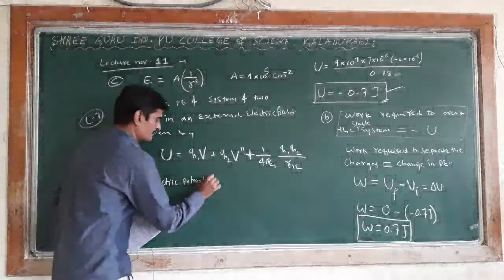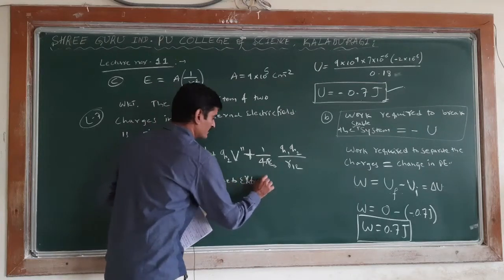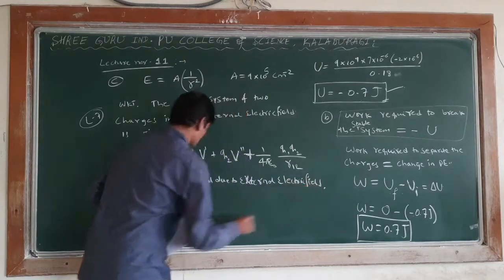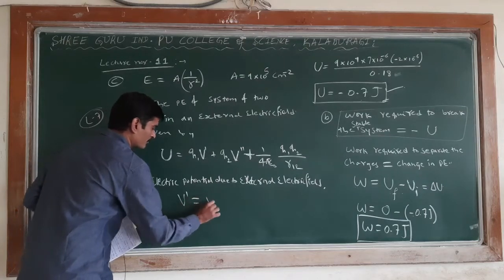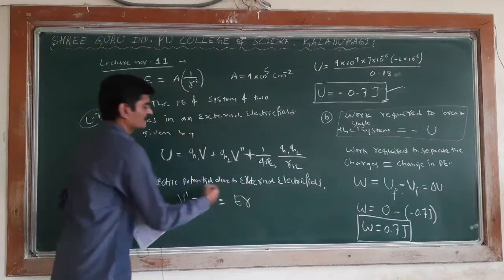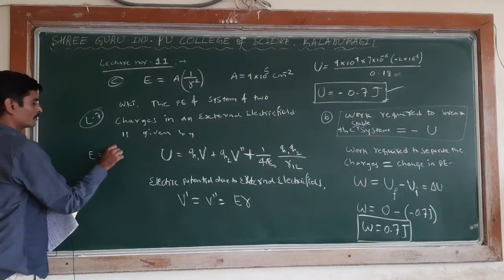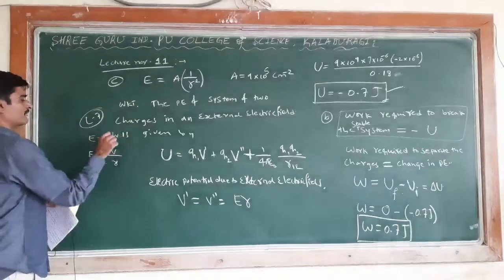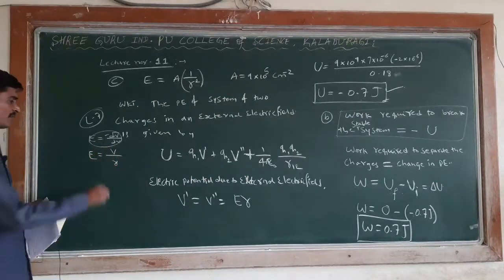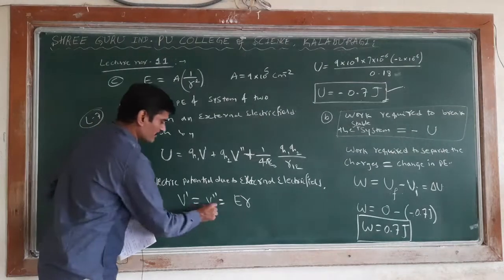So now from this we can find the electric potential due to the external electric field. That is, V dash is equal to V double dash, both are equal here. So V dash or V double dash is equal to E into R. Electric field is given by E equal to minus dV by dr. For small values and constant electric field, you can write E is equal to V by R. So V is equal to E into R.